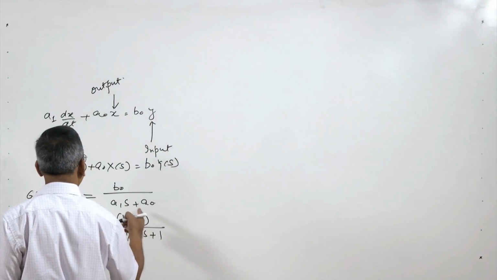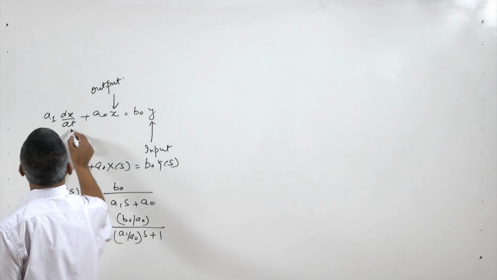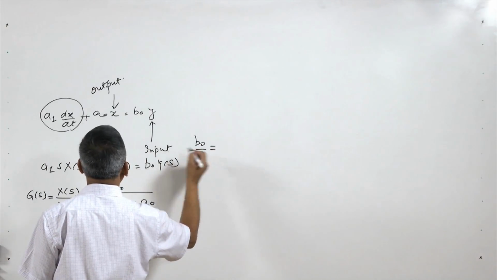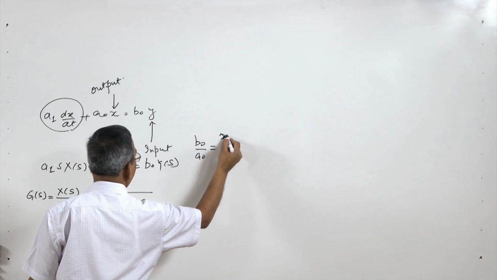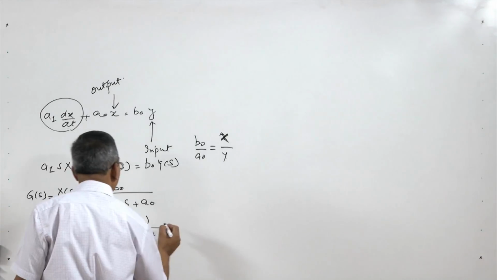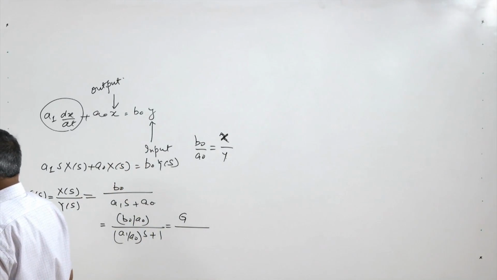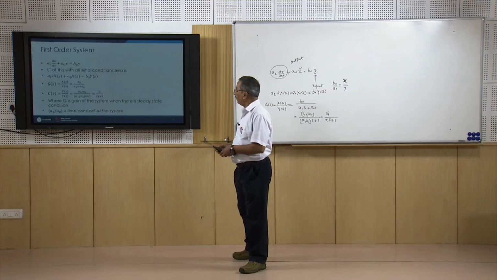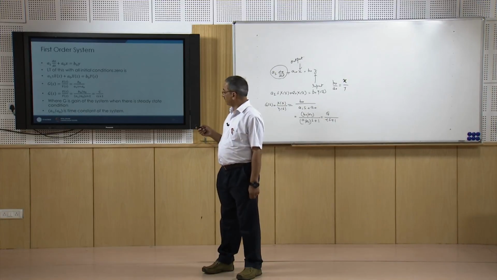This is basically the ratio of output by input in steady state condition, because in steady state this term will be 0. So, my B0 by A0 will be basically X upon Y in the case of steady state. This is my gain G in the steady state, and this A1 by A0 is the time constant of the system. So, this can be written as tau s plus 1. This way we can find out the transfer function for the first order system.